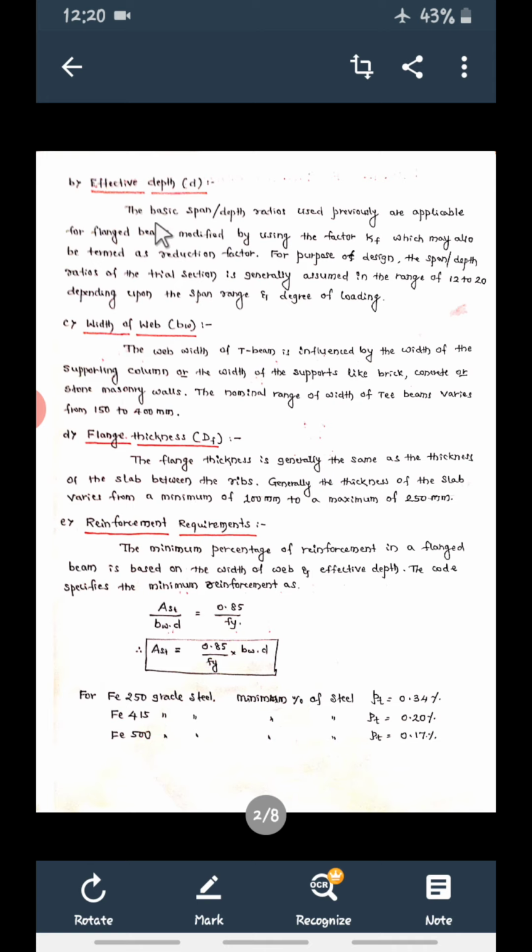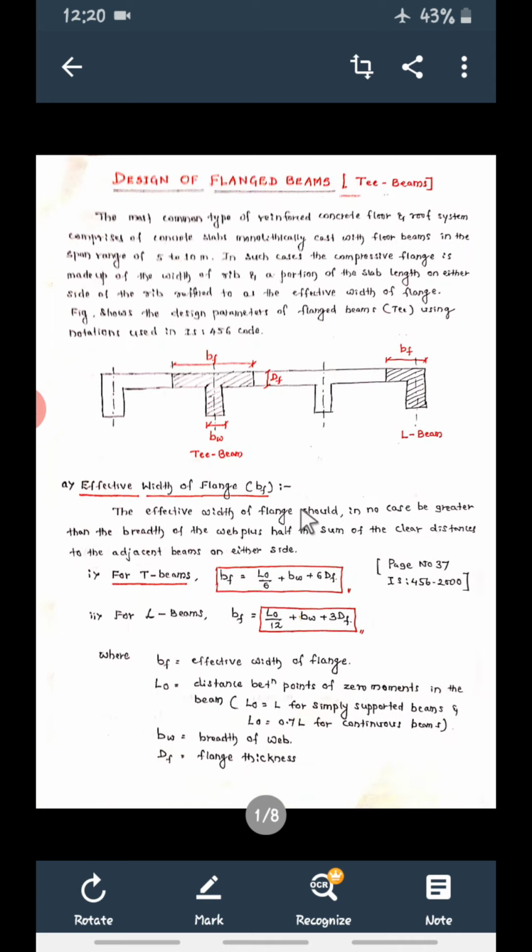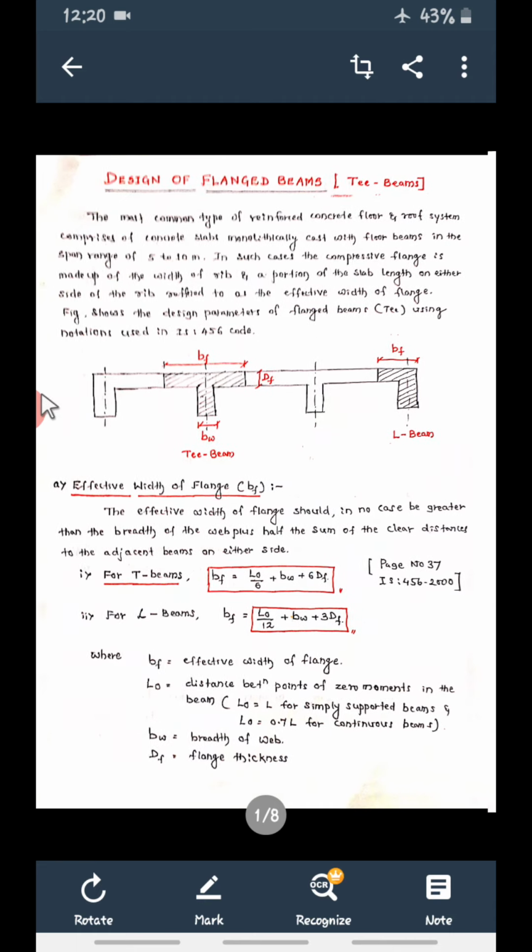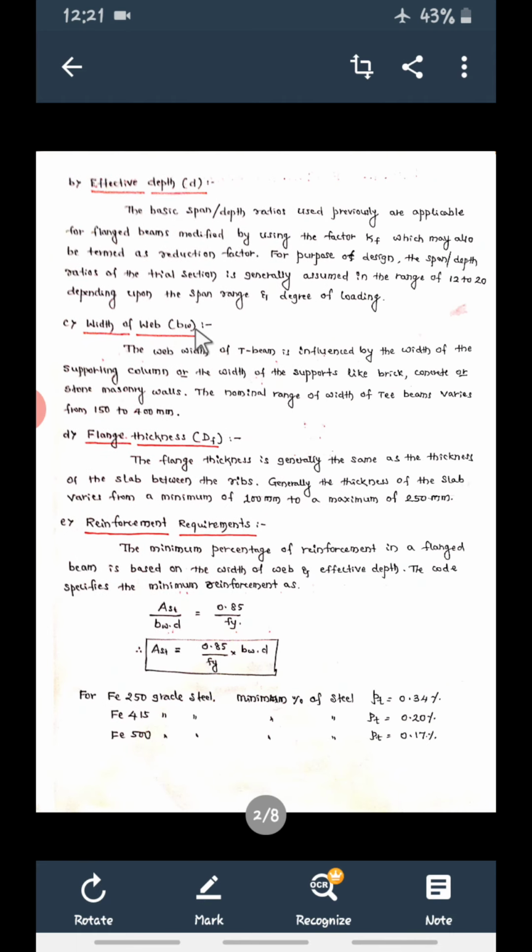Next, effective depth. Effective depth of the beam, T beam. From the top of the slab to the center of reinforcement, somewhere here reinforcement will be provided, tension steel. So from top to the center of reinforcement is the effective depth of the beam. Then width of web, BW, we know. Then flange thickness, DF, is nothing but the slab thickness. Then these are the minimum reinforcement required.